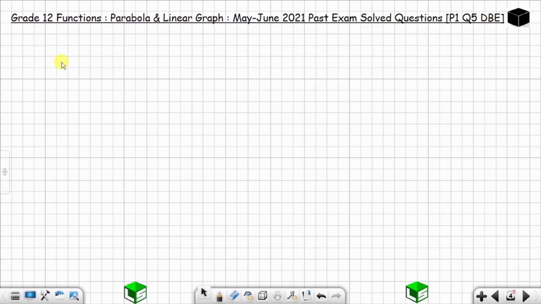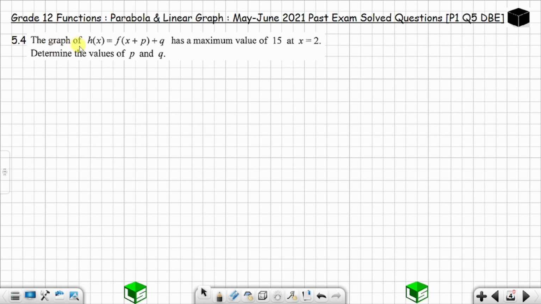So 5.4, what is the question? The graph of h of x has a maximum value of 15 at x equal to 2. Determine the values of p and q. Okay, you need to determine the values of p and q.